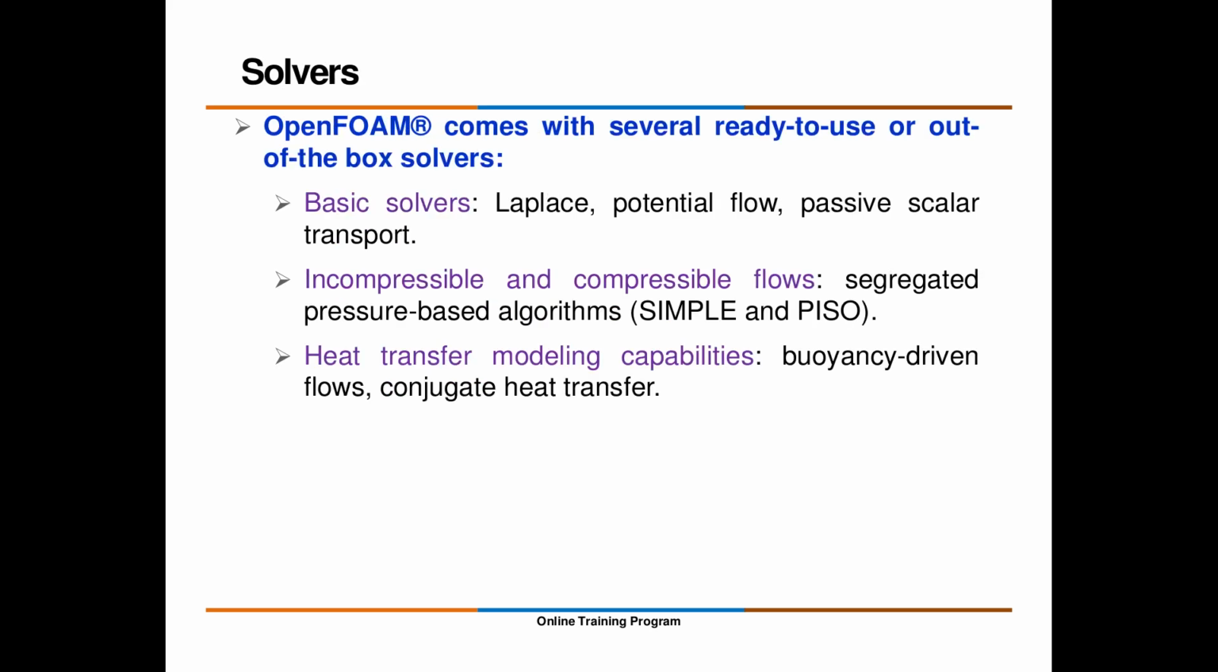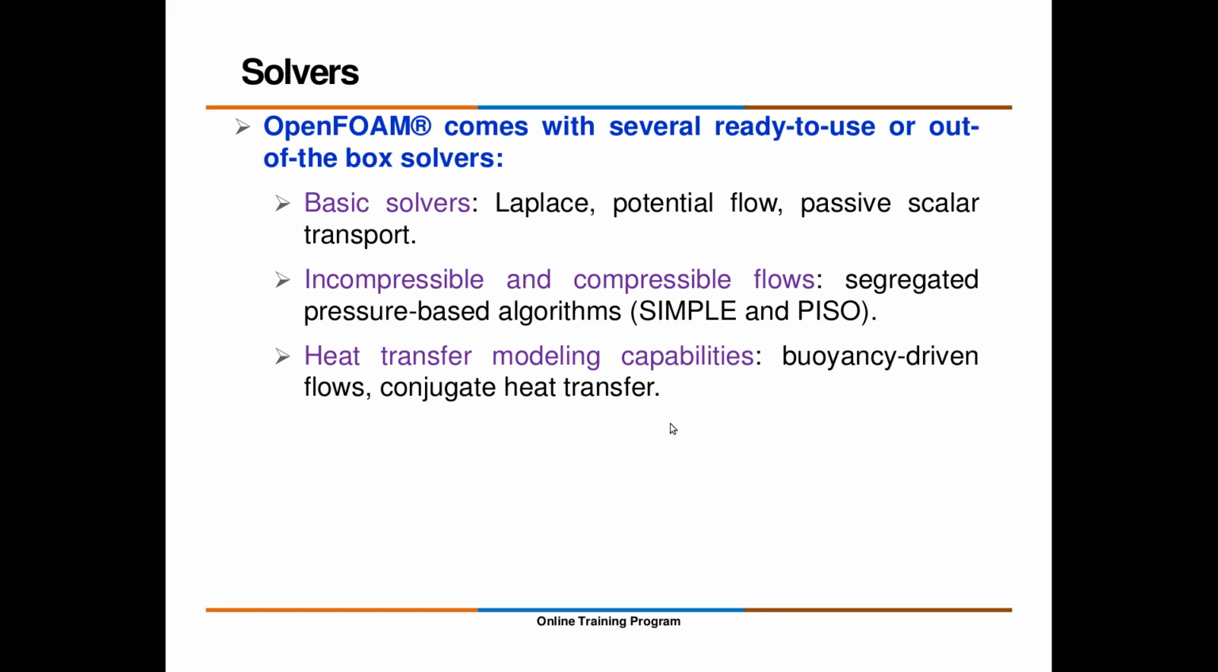Now let's explore certain readily available out of the box solvers. When I say readily available out of the box solvers, that means all these solvers are available. You just have to run the solver and you can execute your own test case. Basic solver-wise, Laplacian, potential flow, and passive scalar transport are available. For compressible and incompressible flow, SIMPLE is the algorithm and PISO is the algorithm. Based on the SIMPLE and PISO algorithms, there are solvers available.